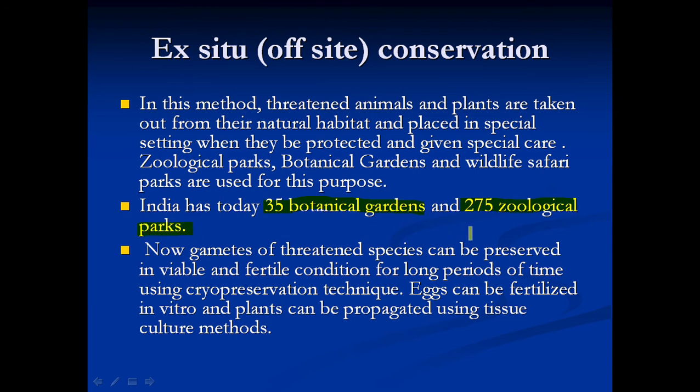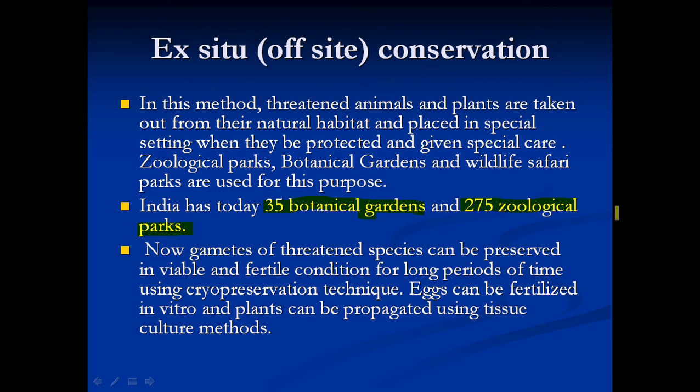So, ex situ conservation helps in recovering populations or preventing their extinction under simulated conditions that closely resemble their natural habitats. We have various examples. I have already told you botanical gardens, zoos, arboreta, seed or pollen banks, then gene banks also.